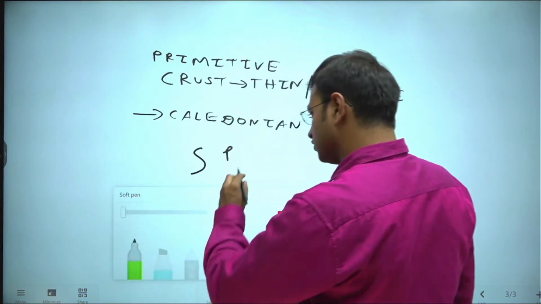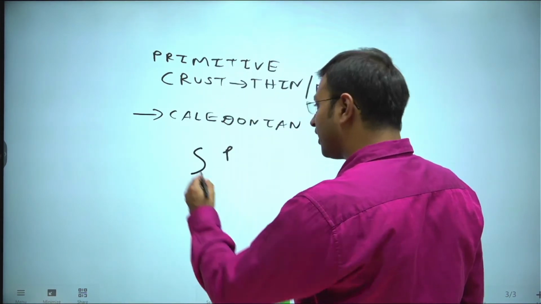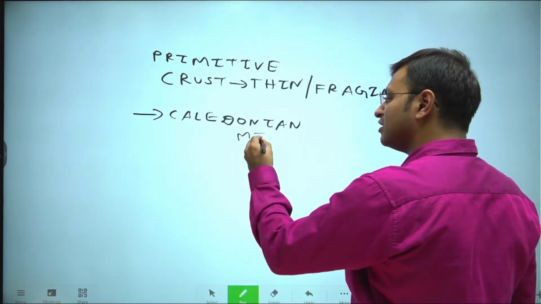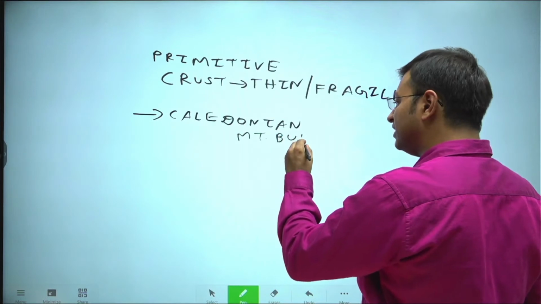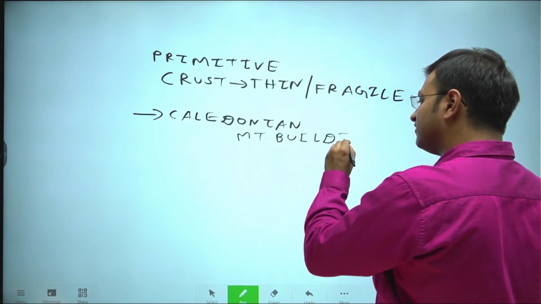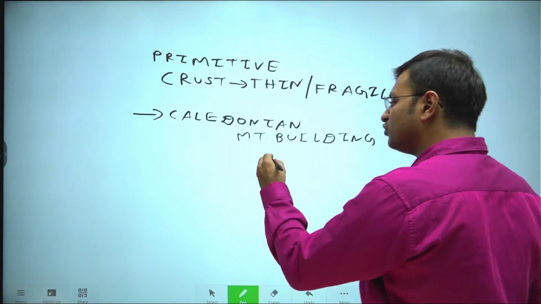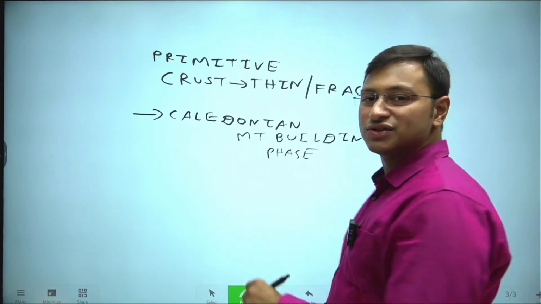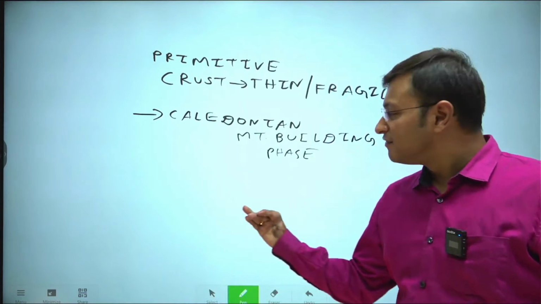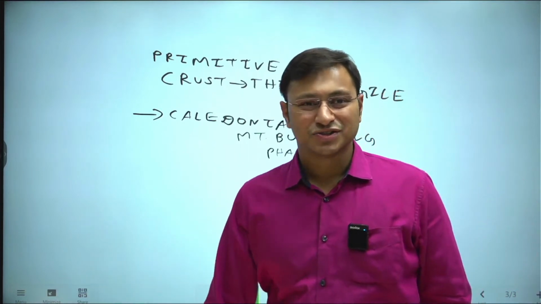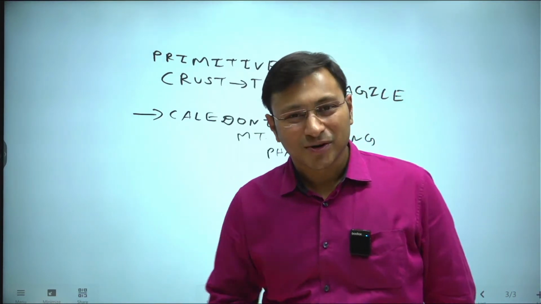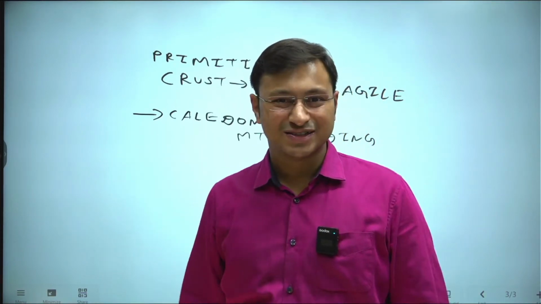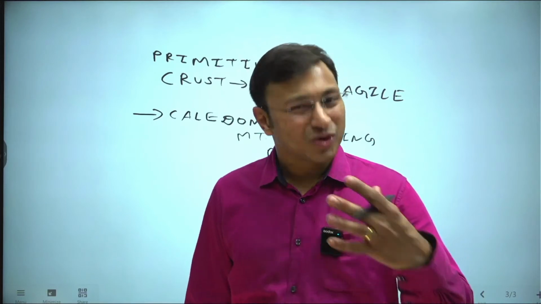So the first mountain building phase that you have is called the Caledonian mountain building phase. In this phase, you have upliftment of the Kjolen Mountains of Scandinavia. You have upliftment of the Scottish Highlands. If you have watched the Harry Potter movie, the mountain range in which the Hogwarts Castle is there is basically the Scottish Highlands.